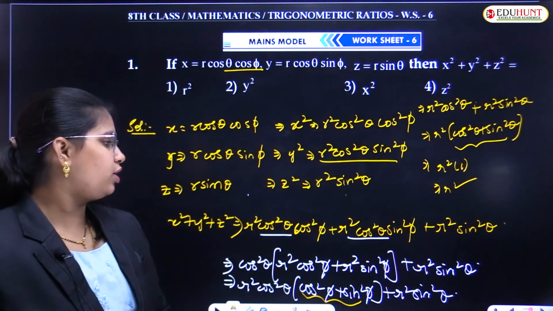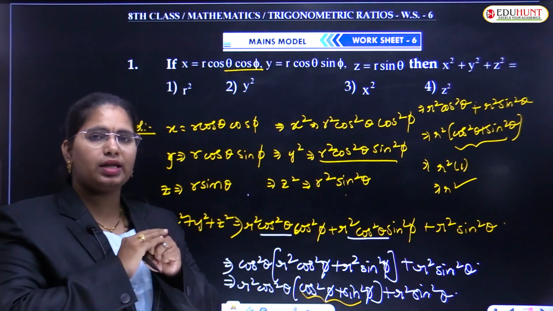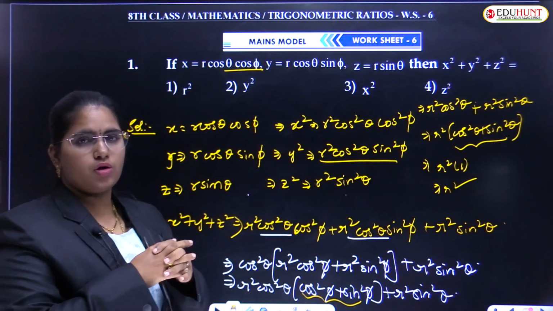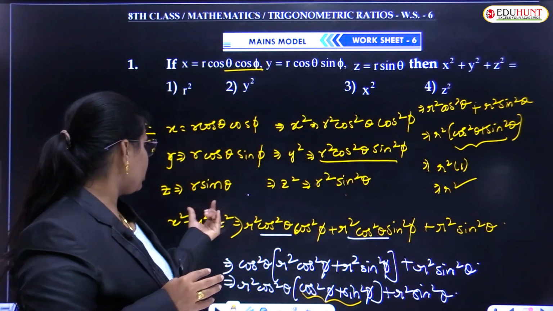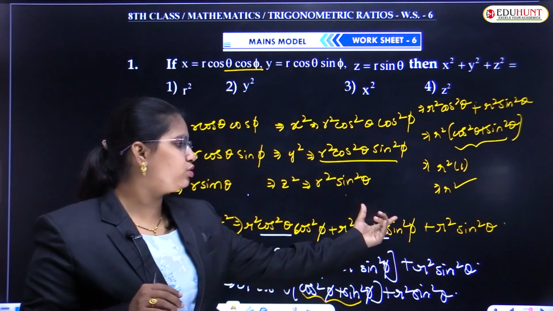Done. So what I am going to do? I am going to eliminate my theta as well as phi. In the answer I should not get both the constants. Right, so what I am doing? I am just squaring x square, y square, z square. I have added all those together.